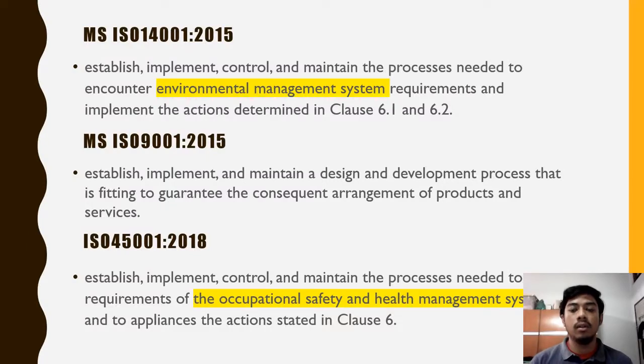Thank you. In terms and definitions for the three ISOs, for ISO 14001, it concludes to establish, implement, control, and maintain the processes needed to meet environmental management system requirements and implement the actions determined in clauses 6.1 and 6.2. ISO 9001 concludes to establish, implement, and maintain a design and development process that is suitable to ensure the subsequent provision of products and services. And the last one, for ISO 45001, the organization shall establish, implement, control, and maintain the processes needed to meet the requirements of the occupational health and safety management system and to implement the actions determined in clause 6.